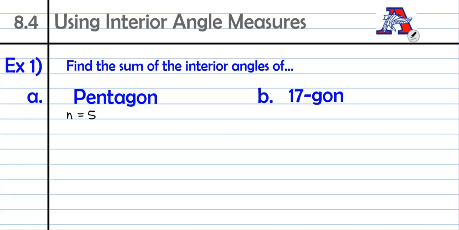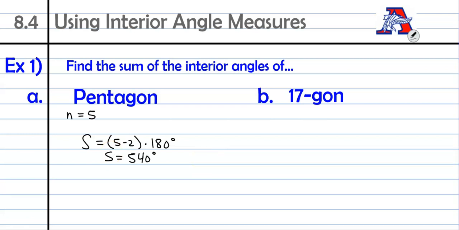Okay, so from there, we just need to substitute 5 into our formula. So the total sum is equal to 5 minus 2 times 180 degrees. Now you can do that all at once. You can punch that into a calculator, or you can do 5 minus 2 first. 5 minus 2 is 3, and 3 times 180 is 540 degrees. So our total sum is 540 degrees.